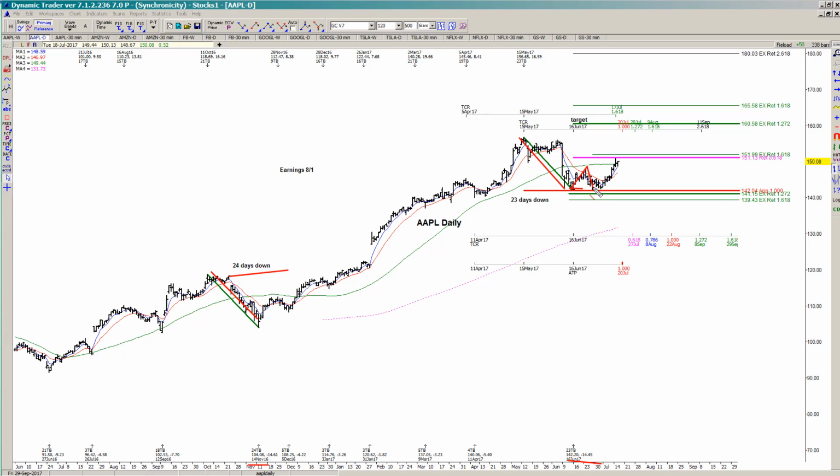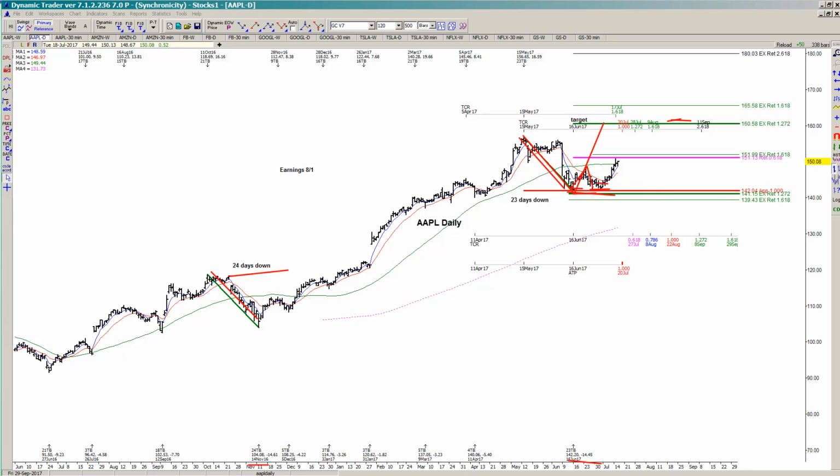It came back and retested the original support, started triggering new buy signals, and we know that if this is a more important low, the typical target is going to be the 1272 extension of the swing into the zone, which means my potential upside target is 160.58. Now, obviously, we don't always make the targets on this setup, but we do more often than not, and it is something that we shoot for.